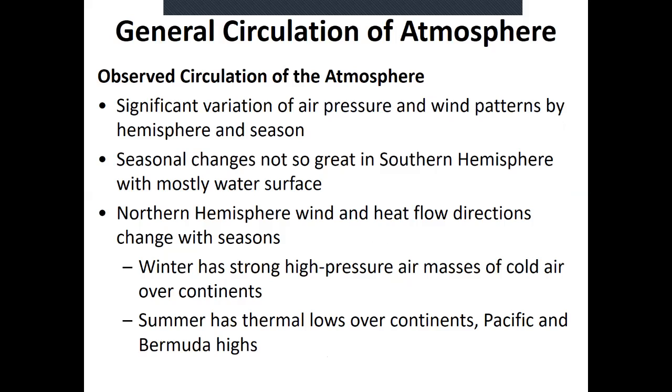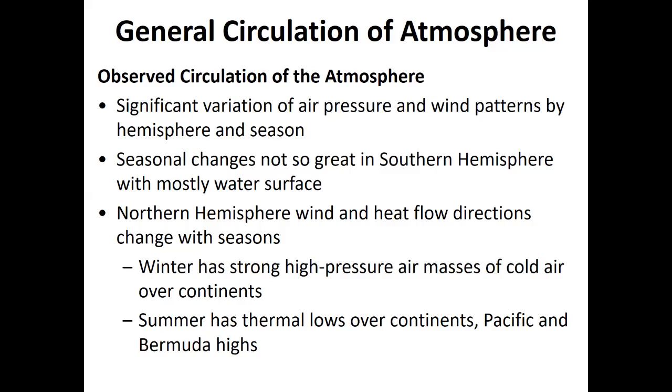So looking at observed circulation in the atmosphere, there is significant variation of air pressure and wind patterns by hemisphere and season. So for example, seasonal changes are not so great in the southern hemisphere because there's not as much of a difference between surfaces. What that means is there's much less landmass in the southern hemisphere. You only have South America, the southern part of Africa, and Australia and Antarctica. It's mostly water, so you have much less of a difference between specific heats of surfaces.